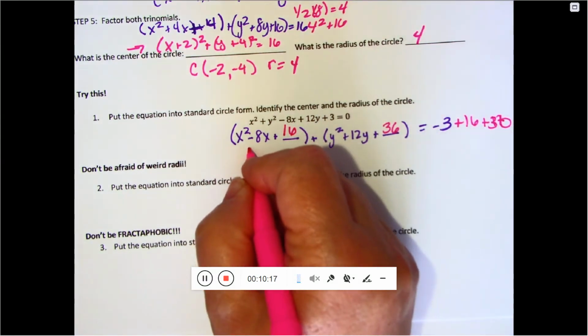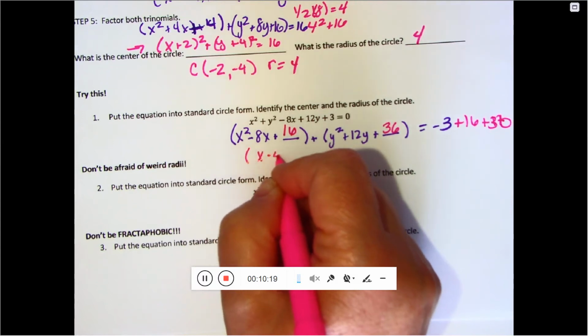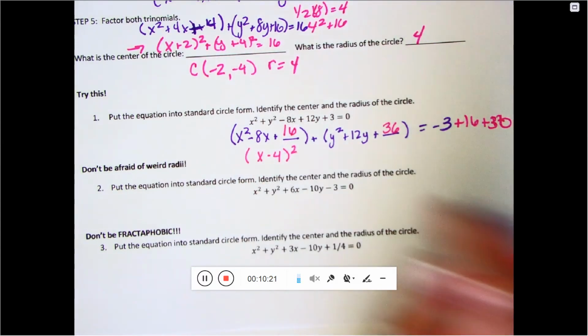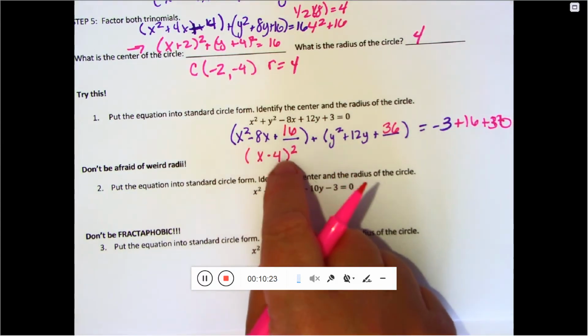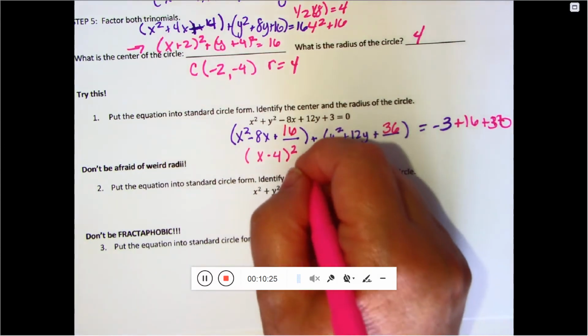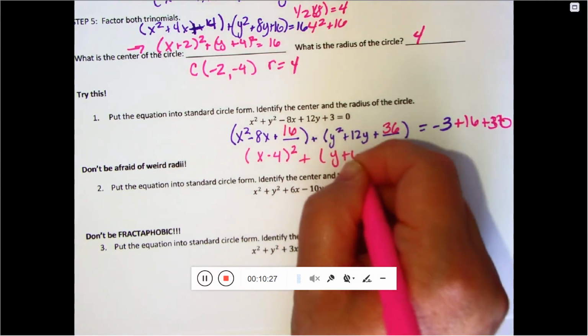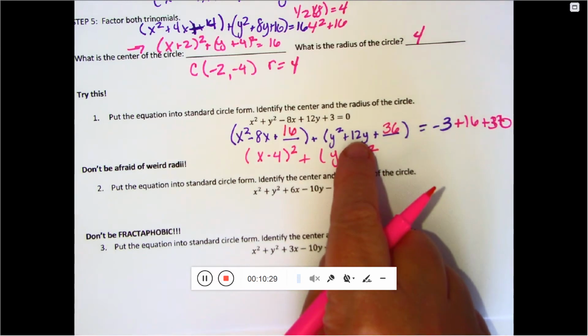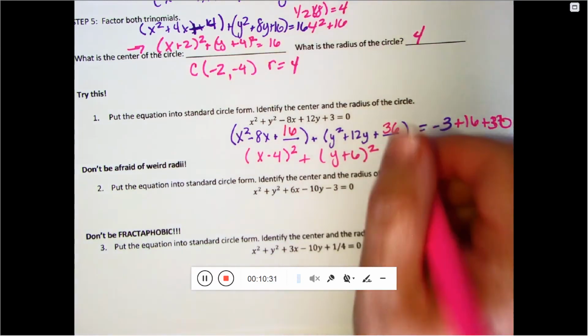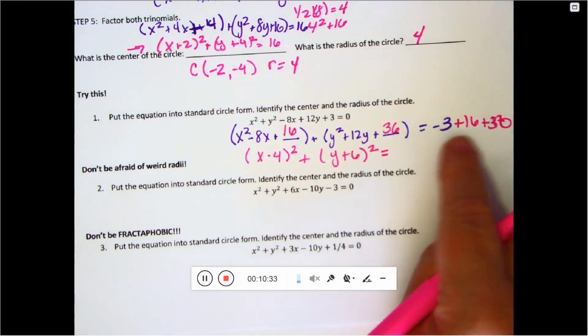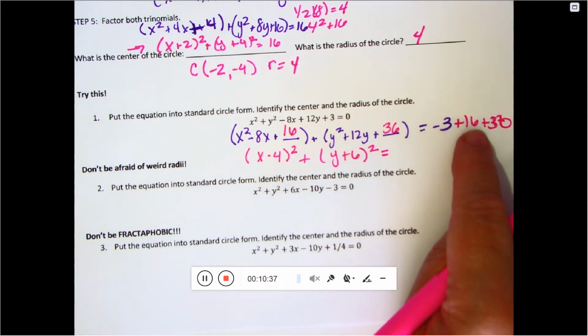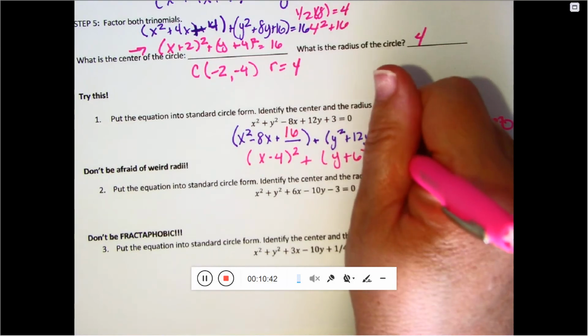Now all I have to do is factor this side. This is x minus 4 squared, because remember, half of that number goes in the binomial. And this is y plus 6 squared, because remember, half of that number goes in the binomial. And then I have to add these up, so this is negative 3 plus 16 is 13, plus 36 is 49.